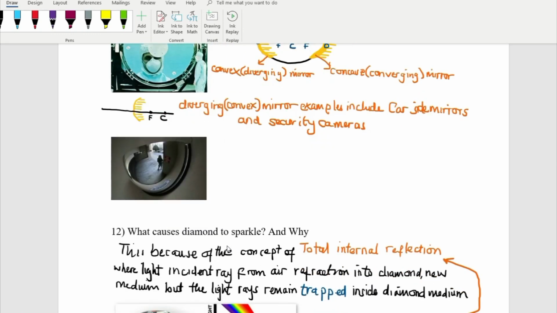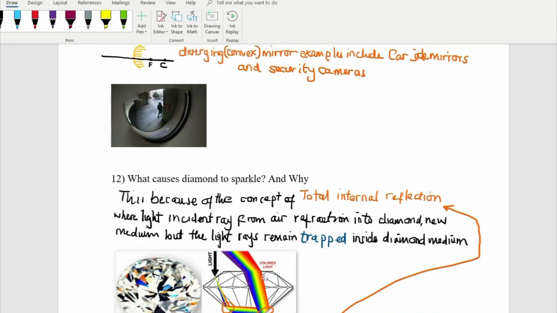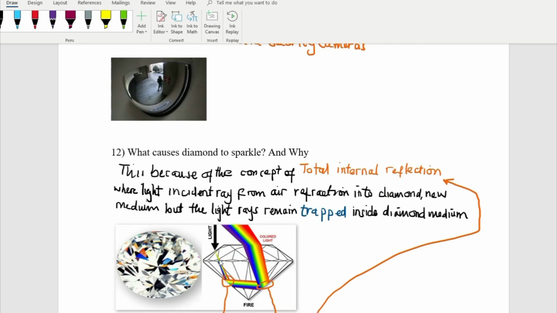Number 12 asks the question, why do diamonds sparkle? The main reason is the concept of total internal reflection, which we talked about in our previous lesson. This is when light rays from air refract into the diamond, and the new medium, the diamond, does not allow the light rays to come out easily. The light rays remain trapped inside the diamond, causing a couple of internal reflections, one here and one there, and then finally later on they come out.